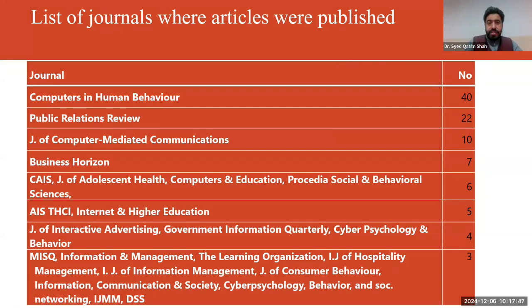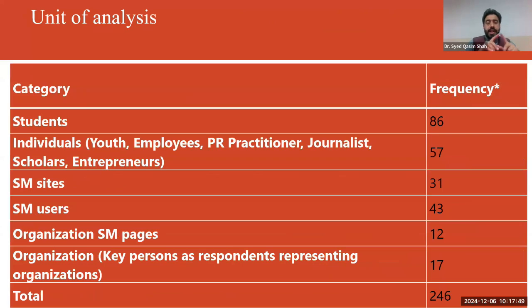Once we have the list of journals, the next thing is we will prepare the unit of analysis that we have discussed. For the unit of analysis, one column will be the category, and the next column will be the frequency: how many times research has used this unit of analysis.